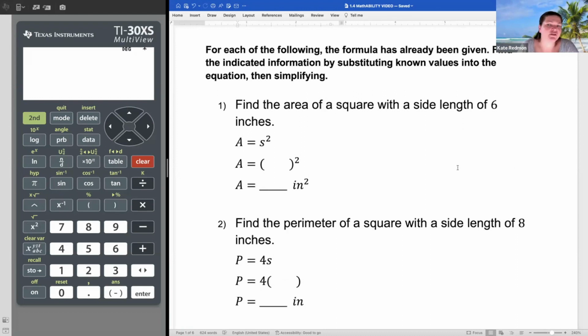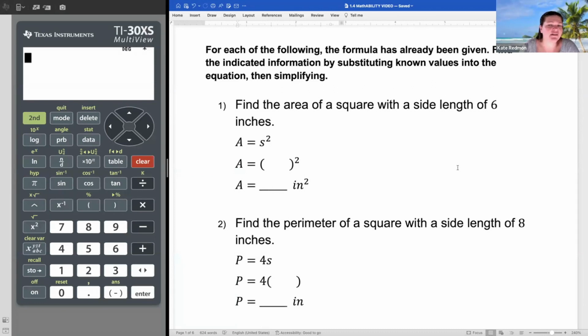Directions say for each of the following, the formula has already been given. Find the indicated information by substituting known values into the equation, then simplifying. All right, so there were a few skills highlighted in this lesson: choosing the correct formula, substituting into the correct formula, and simplifying. So we're going to skip the choice for now and just practice the substitution and the simplifying with some of the work done for you.